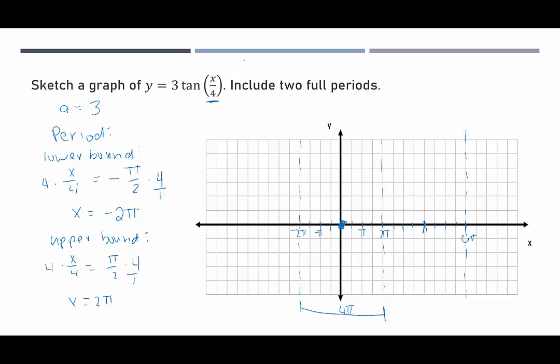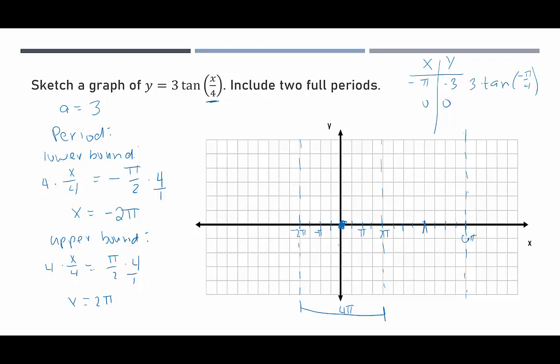Okay, let's find 2 more points. Like I said, what we would do is go exactly halfway between negative 2 pi and 0, which would put us at negative pi. I'm just going to make a little chart here. I already have (0, 0). If I plug in negative pi, that's going to give me 3 times tangent of negative pi over 4. What's tangent of negative pi over 4? We should know this. We should be experts at this. That is negative 1, and negative 1 times 3 is negative 3.